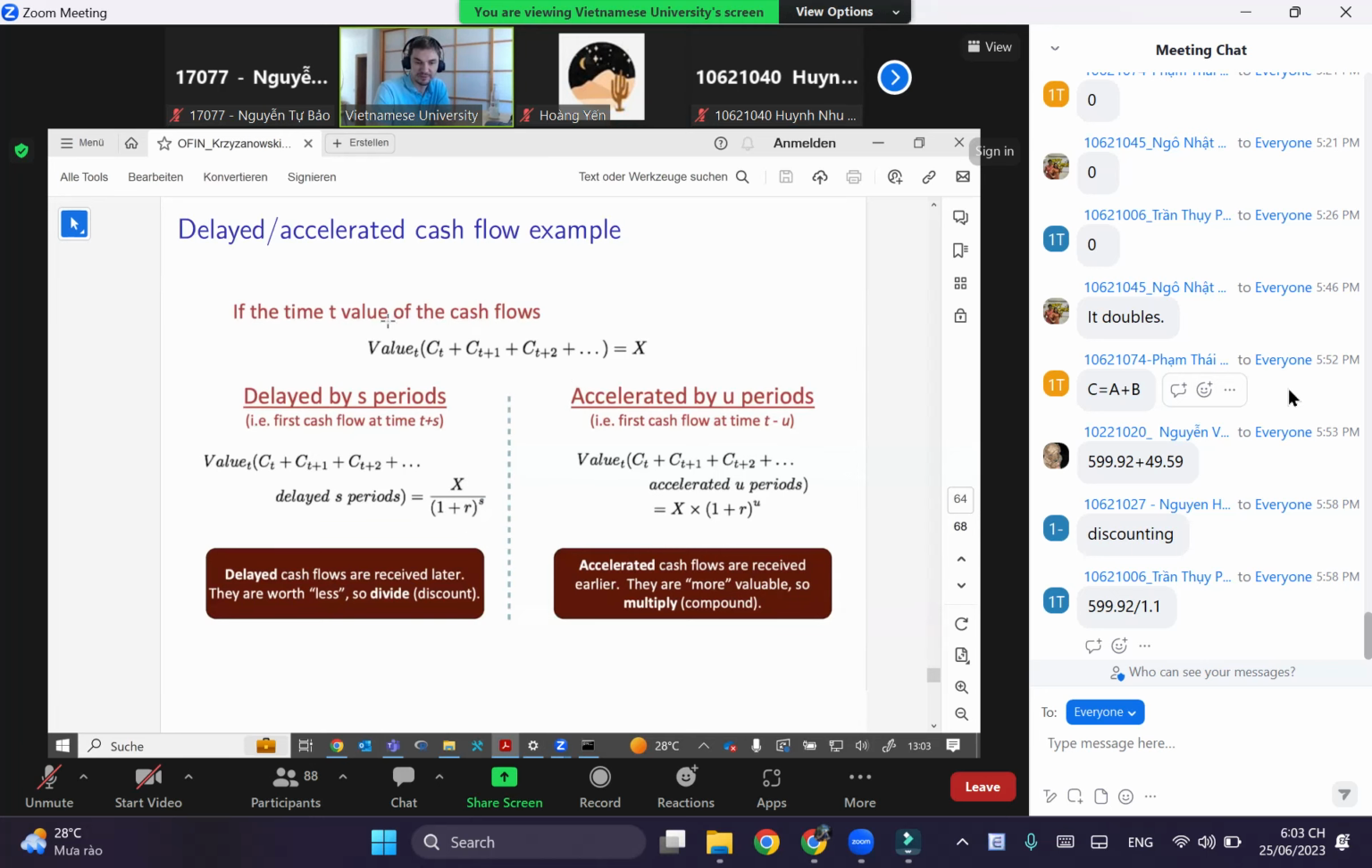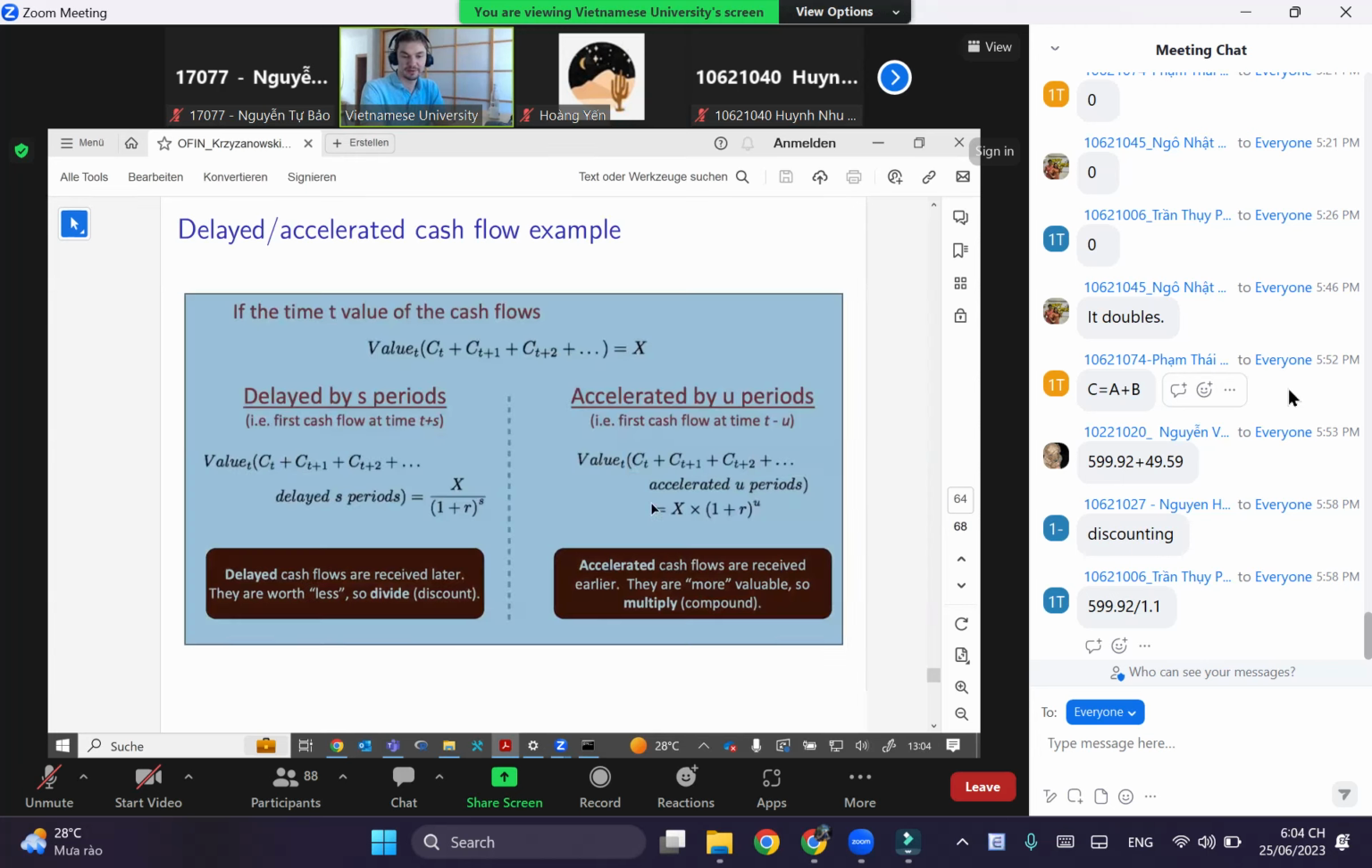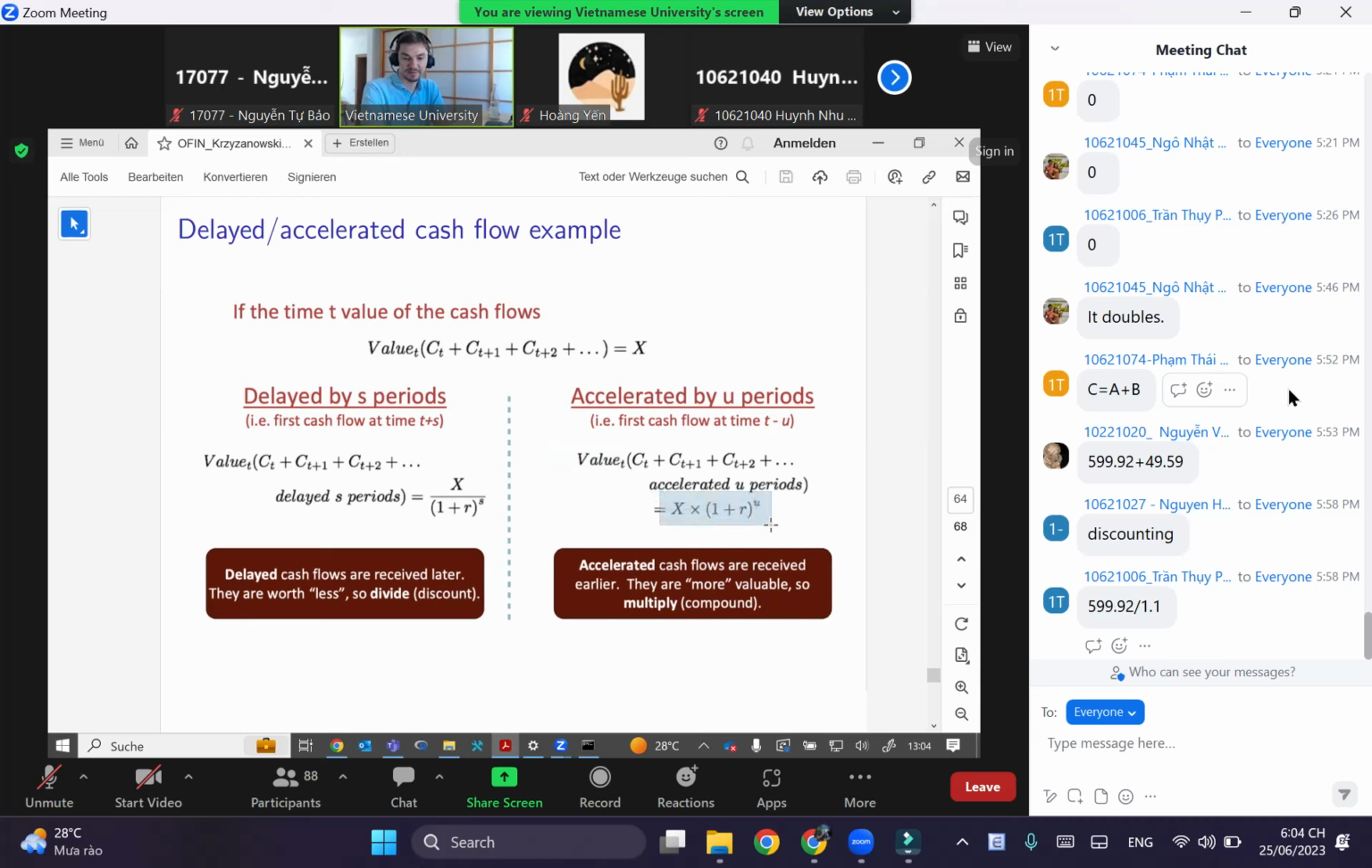And by analogy, if your initial stream of cash flows can be accelerated, meaning it can occur earlier than initially, earlier by u periods, then you can calculate the time t value by using the interest rate factor, which we discussed in the very beginning of our class. The interest factor would be 1 plus r to the power of u, where u stands for the number of periods by which you can accelerate your payments.